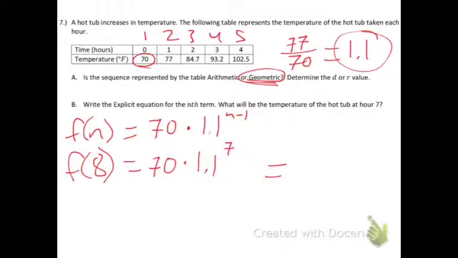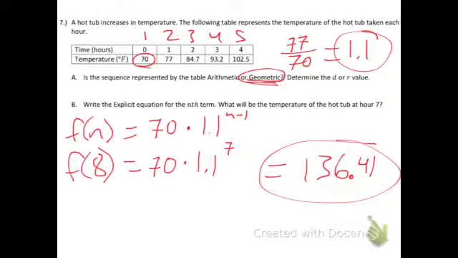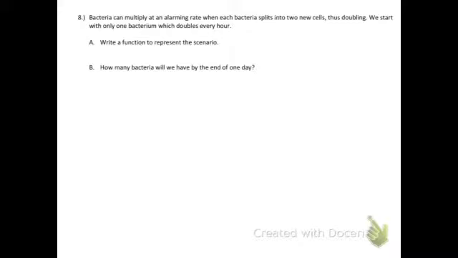So do that real quick. 1.1 to the 7th power, and then times it by 70, and that's going to give you 136.41, and this is all degrees in Fahrenheit. And there you go.